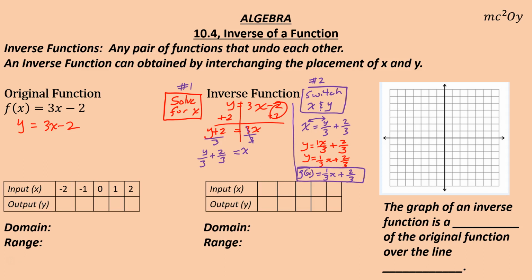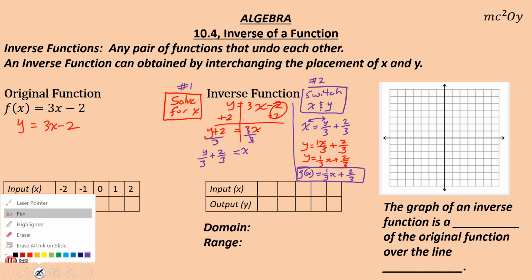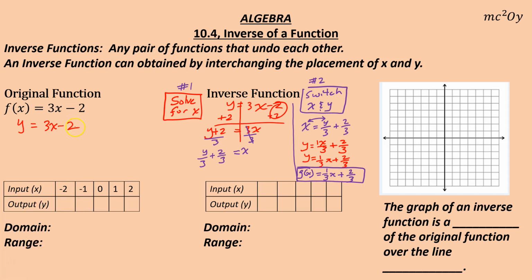So here's our original, here's our inverse. Let's go ahead and graph both of those. The way we could graph them, we could use just slope-intercept form. We could say this is y equals mx plus b. I know this is my y-intercept, and this is my slope. I could do that.